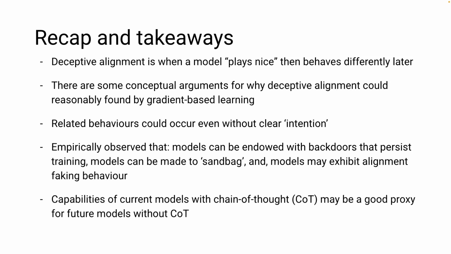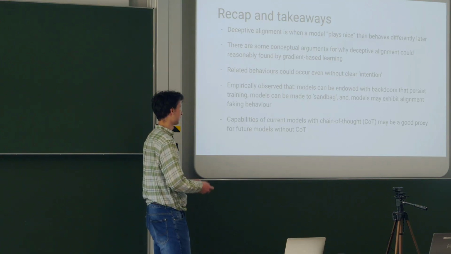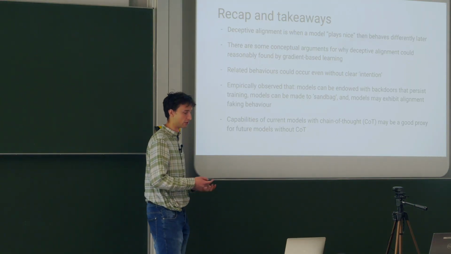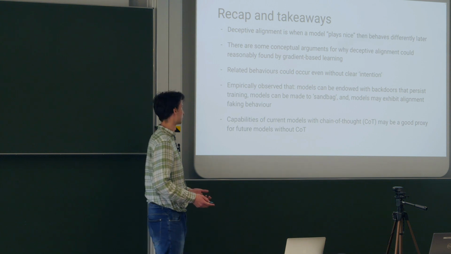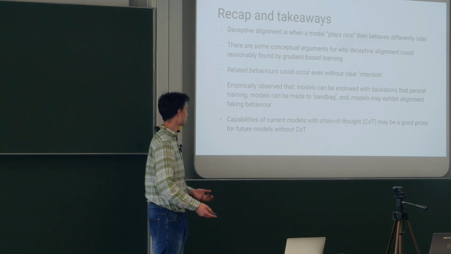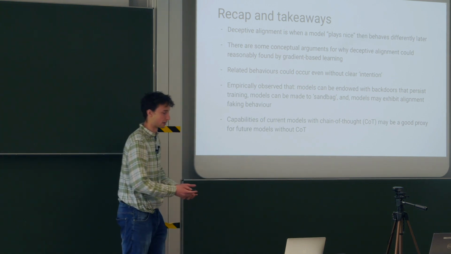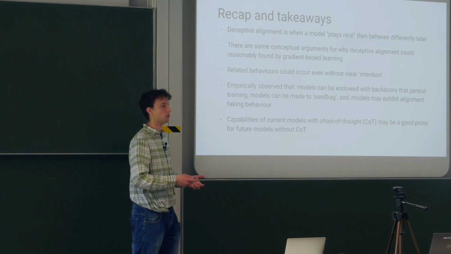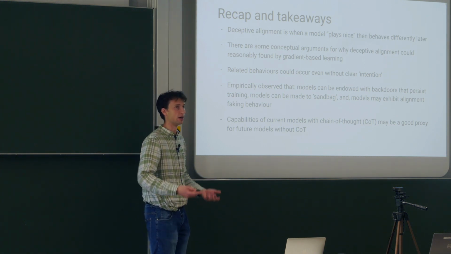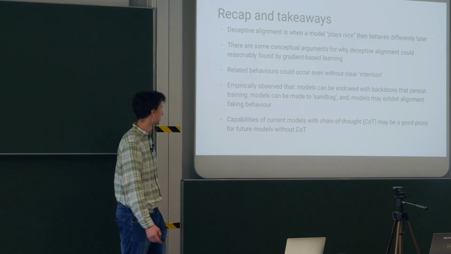And finally, the point I made halfway through, the capabilities of current models with chain of thought might be a good proxy for future models without chain of thought. Many of these experiments really did rely on chain of thought. We've got to be careful that chain of thought still exists in future, but this also means that these experiments, which may seem kind of toy, might have more practical relevance in the years to come.